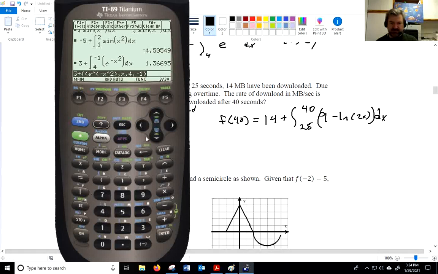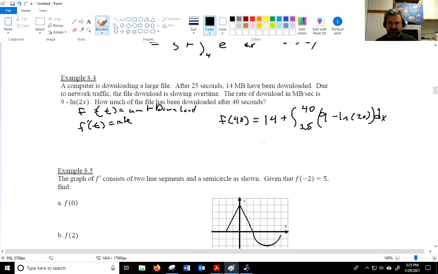So we'll say 14 plus the natural log of 9. Oops, no, it's not the natural log. What am I doing? The integral of 9 minus the natural log of 2x dx from 25 to 40. Diamond, enter. Gives me an answer of 85.520. Okay.